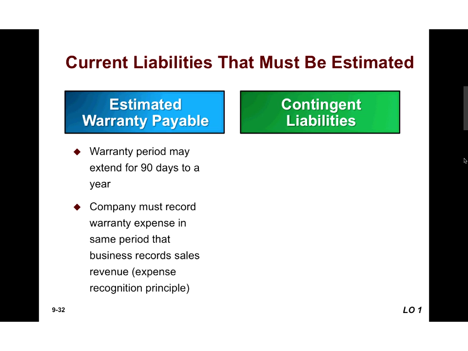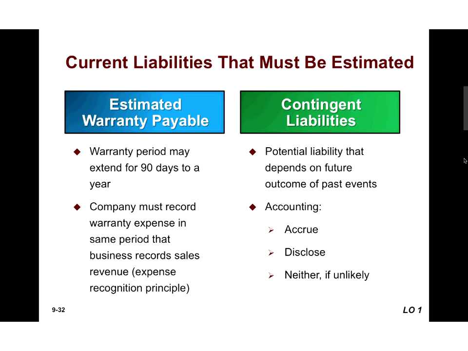Okay, and then we're back to contingent liabilities. Again, this definition we started with: a potential liability that depends on the future outcome of past events. And there are three possible things you could do. You could accrue, you could disclose, or you could do neither. On the next slide, I'm going to condense the talk about the contingent scenario again, and then we're going to go through Target's data breach to show what kind of contingent liabilities they ended up with.